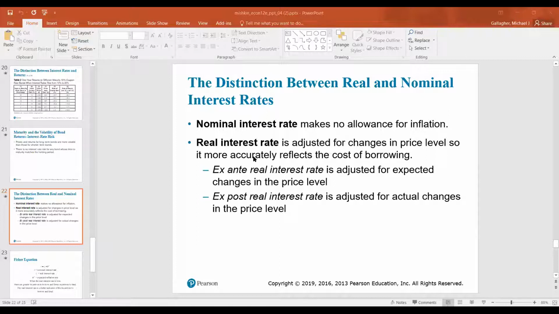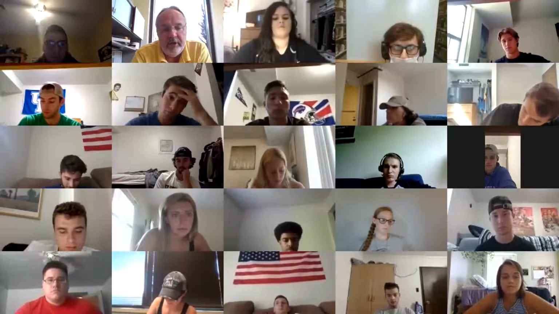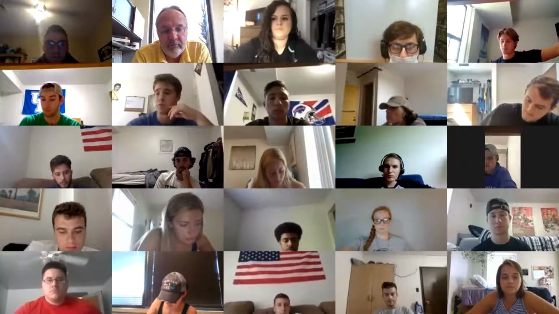Nominal interest rate makes no allowance for the inflation. The real interest rate is adjusted for changes in the price level, so it reflects the cost of borrowing. We say ex ante, that's before. That is what is expected. Expected changes in the price level. Ex post, actual changes in the price level. After, ex post. All right, everybody cool? Anybody have questions?